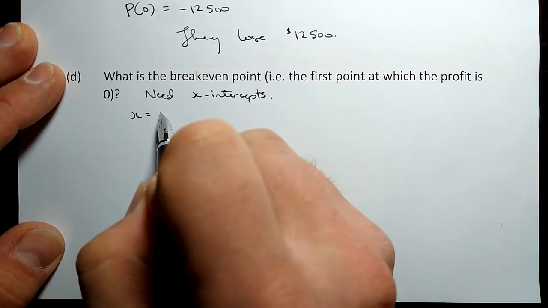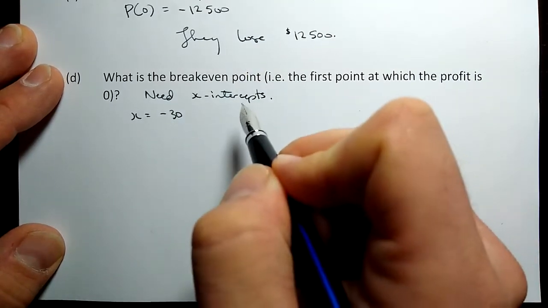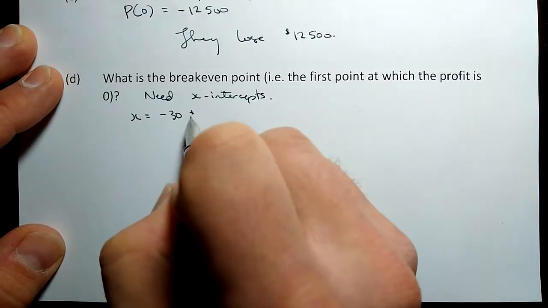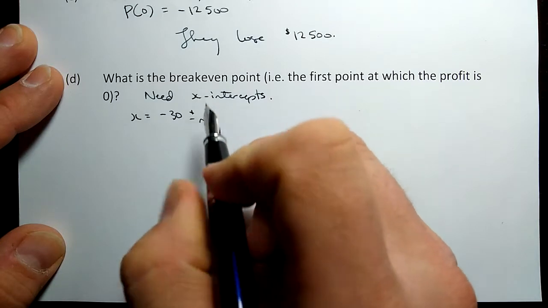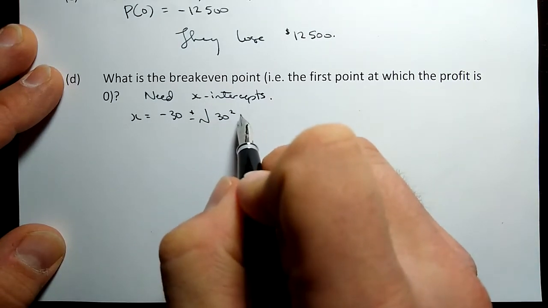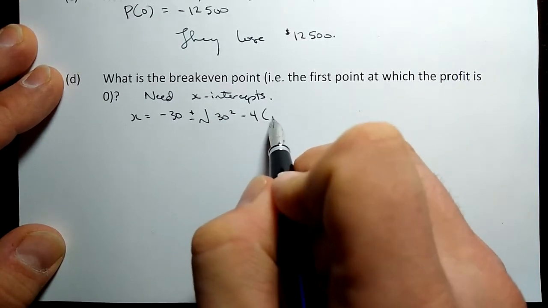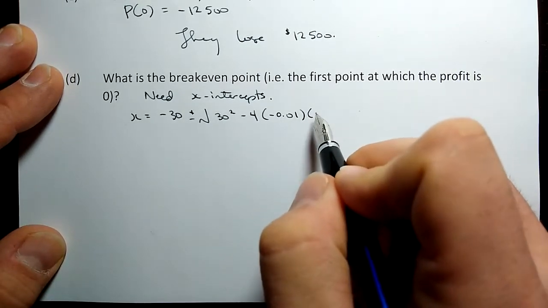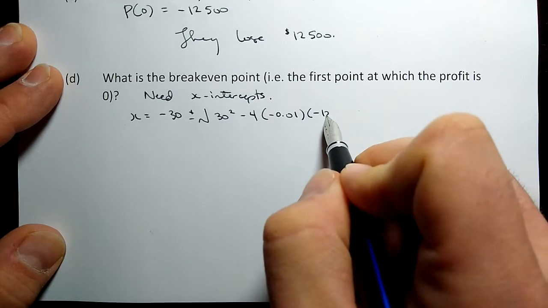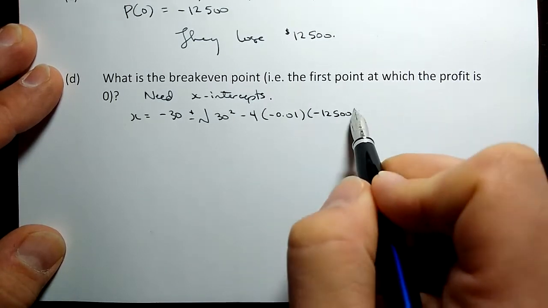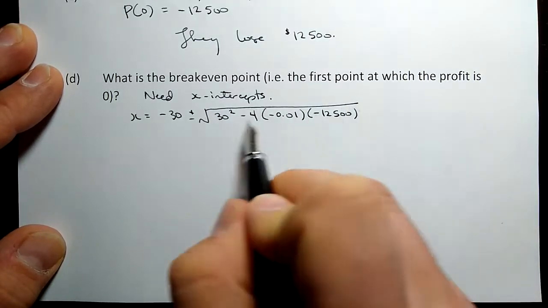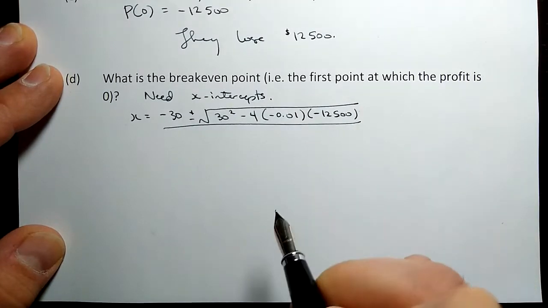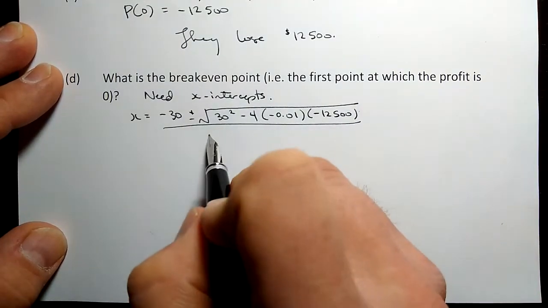So negative b will be negative 30. I'm sorry, you can't kind of see this both at the same time. And then 30 squared minus 4 times a was negative 0.01, and c is negative 12,500. If you had positive 12,500, you're going to get something pretty different here.